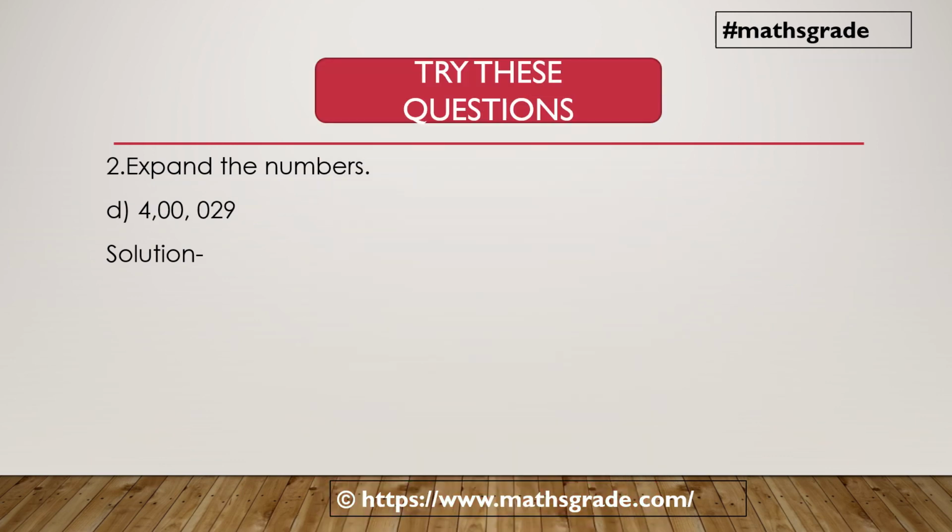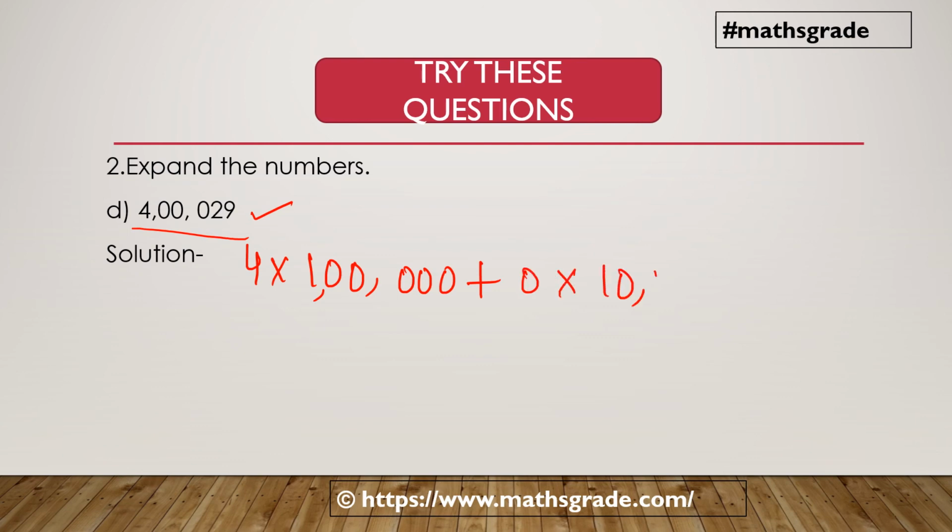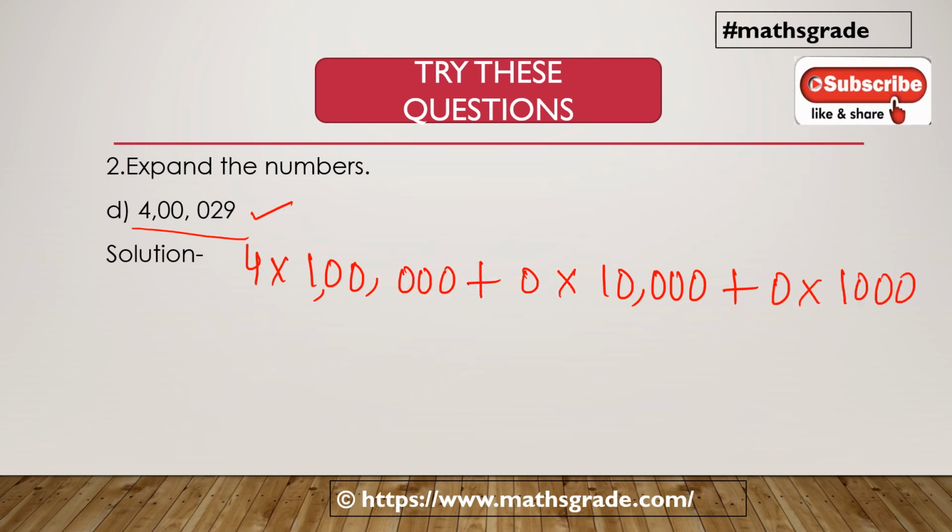Now for fourth part D, 4,29,000. This is the number, we have to expand this number. 4,29,000, the digit 4 is in lakh place, so multiply 4 with lakh and multiply 0 with 10,000 and multiply 0 with 1000, then multiply 0 with 100, 0 is in 100 place, and multiply 2 with 10 and multiply 9 with 1.